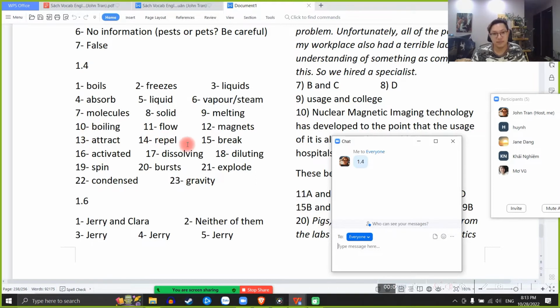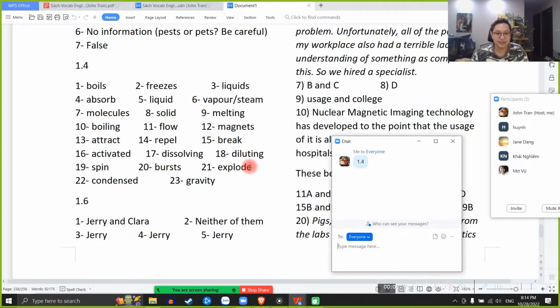Number 11, flow. Number 12 is magnets. Magnets. Number 13 is attract. Nhưng không hai nha. Attract. Number 14 is repel. Repel. 15 is break. A nha. Break. 16 is activated. Số 16 là activated. Âm đầu nha. Kích hoạt. Bị kích hoạt. 17 is dissolving. Dissolve. Z nha các bạn.